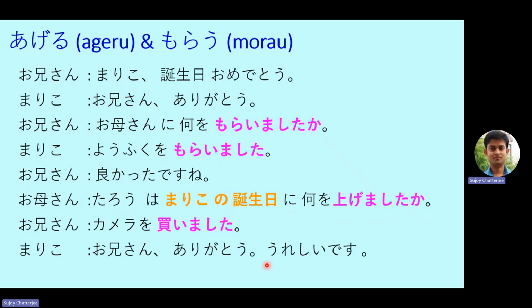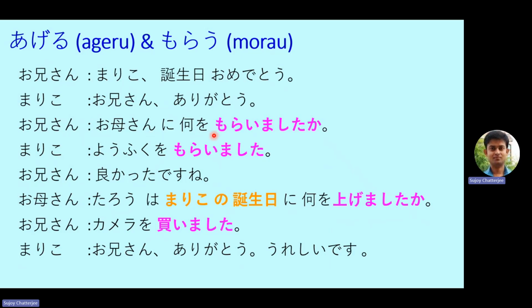So, could you make out anything? Some of the portions you must be able to understand. For example, Tanjobi, Omedeto, these we have already done. Then Arigato, Moraimashita ka, Yofuku, maybe some you may not be knowing, but most of it you must be knowing. So, Mariko, Tanjobi Omedeto, Oni-san, Arigato.